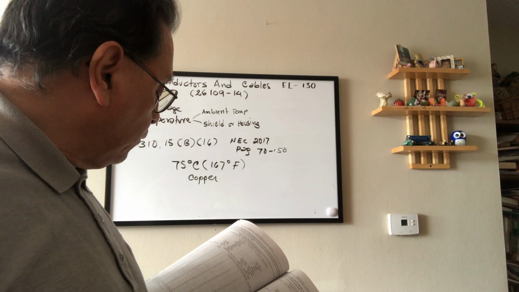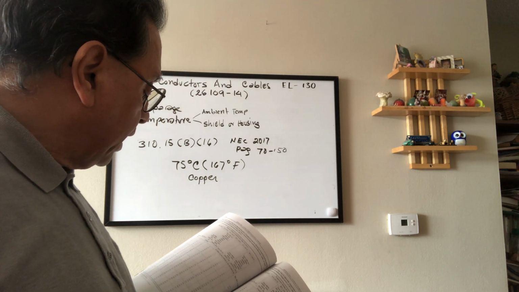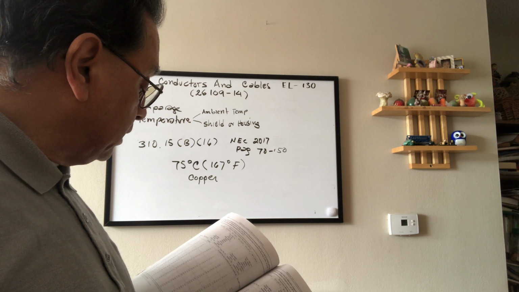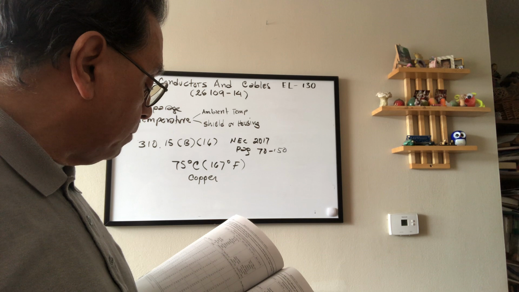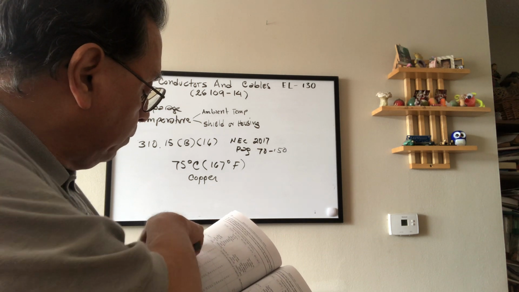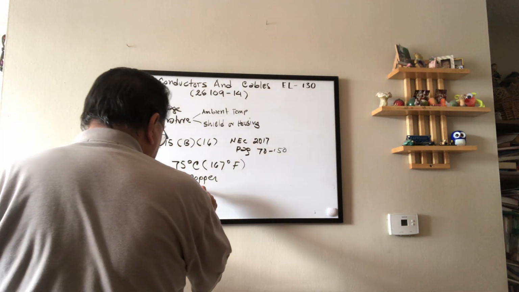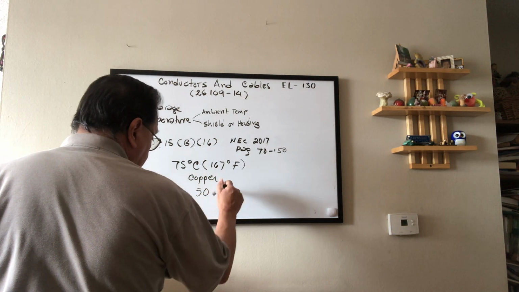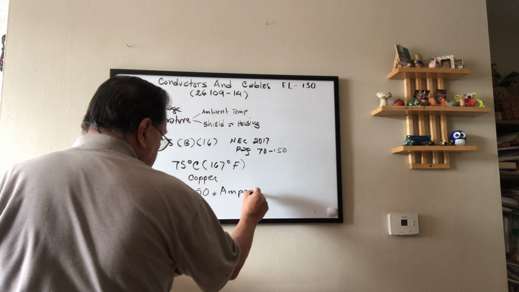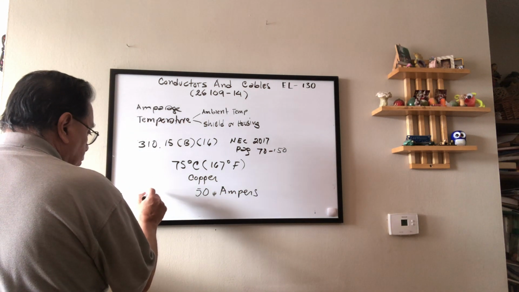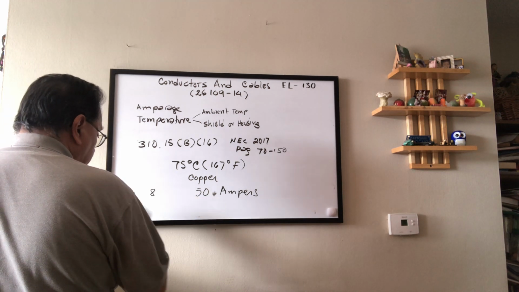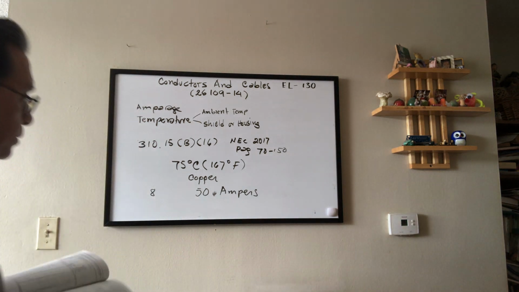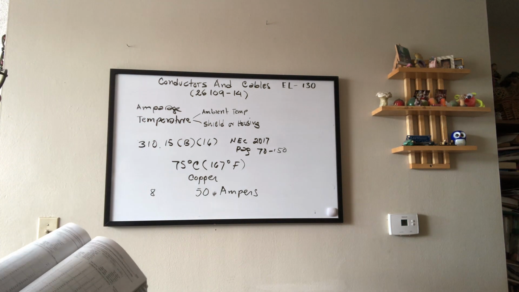Let's say, for example, that I need to feed electrical devices that are demanding 50 amperes. So the size will be number 8 for 50 amperes. The gauge AWG will be number 8 for this environment.